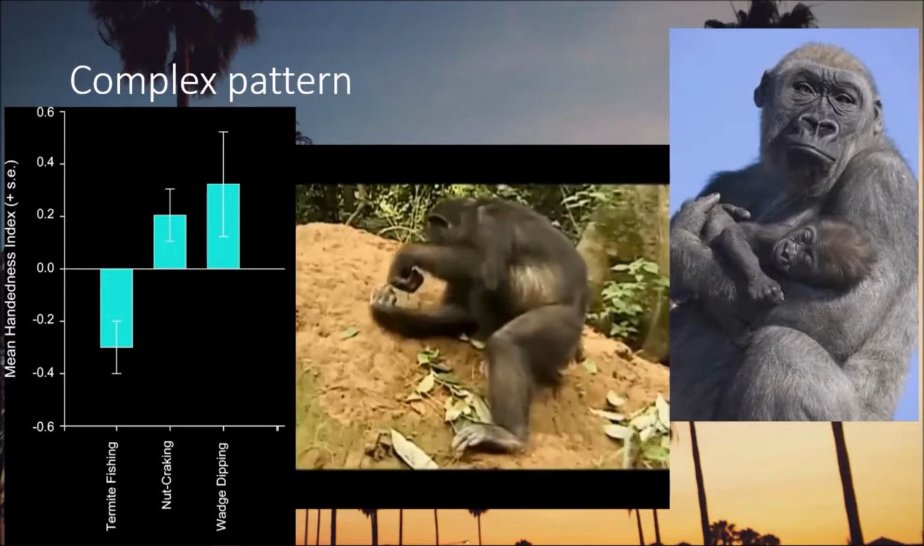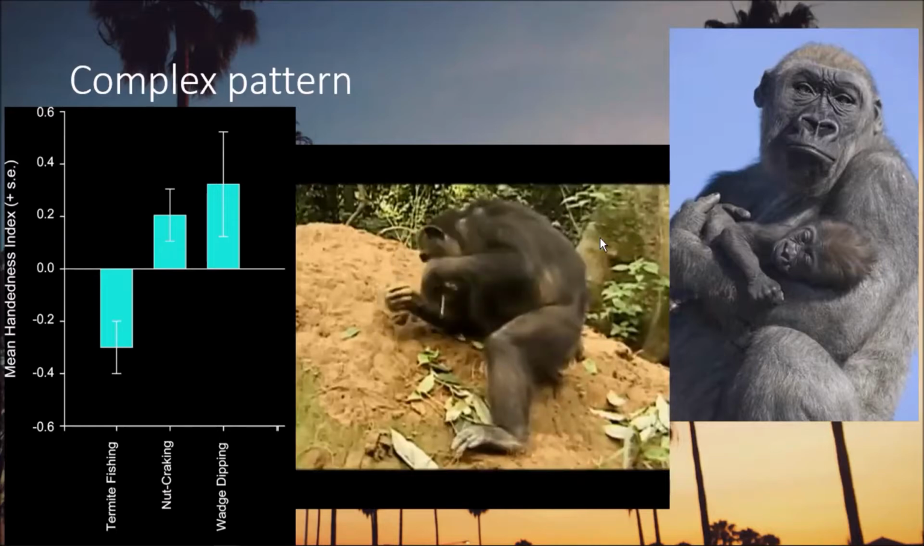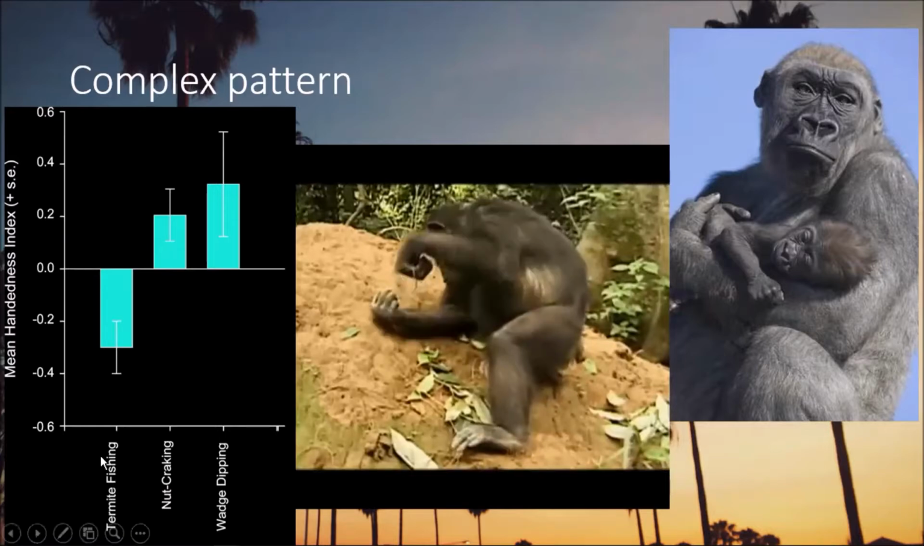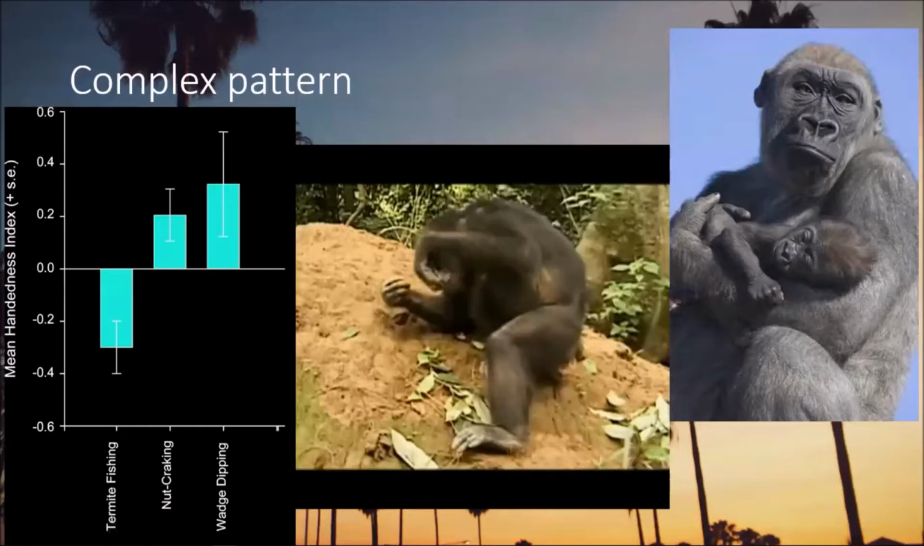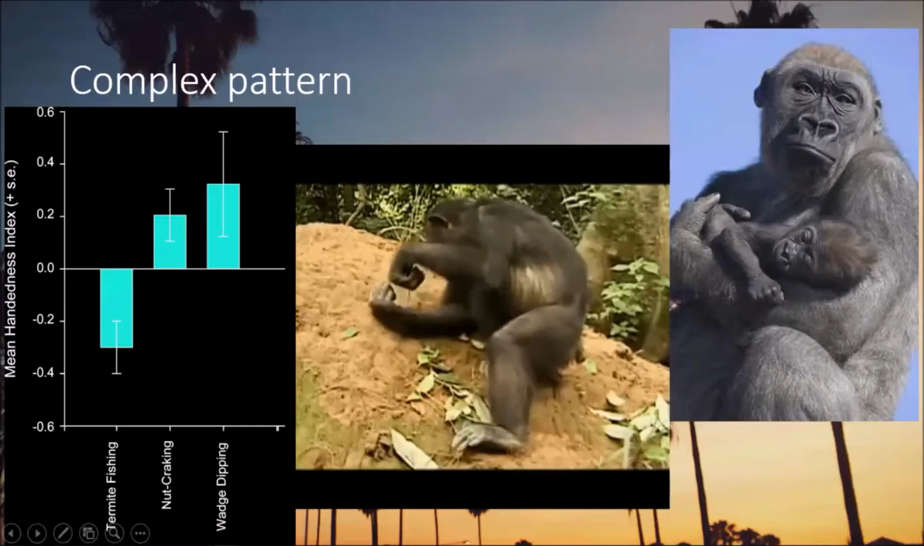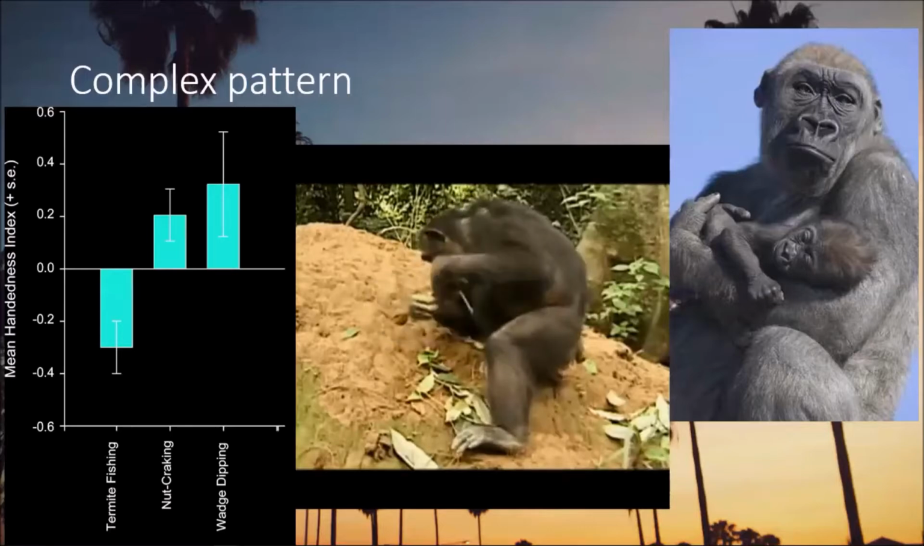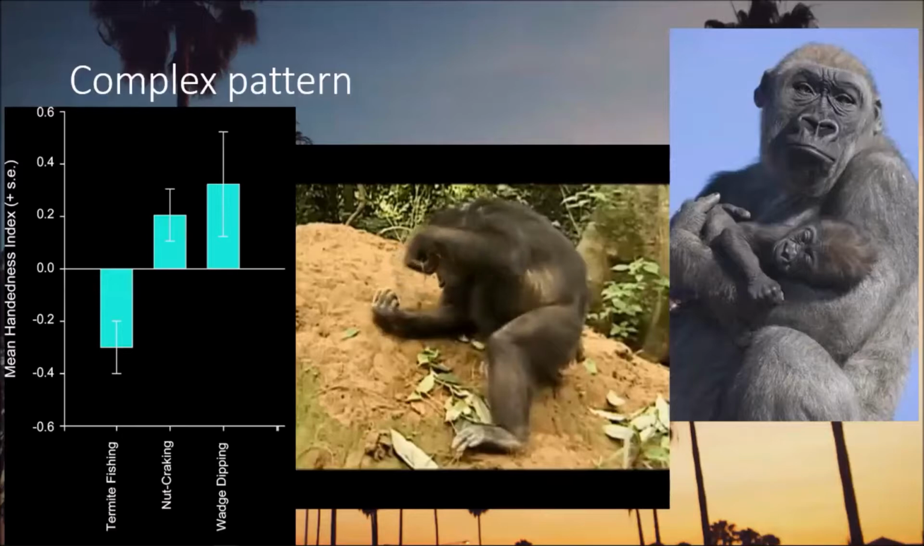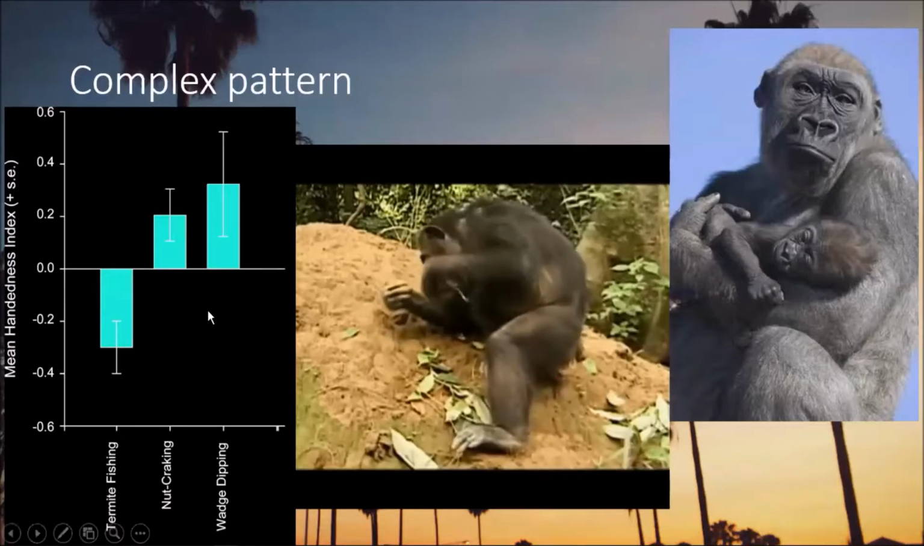For receptiveness, you want to be able to detect what's going on in the environment. That's probably why they use the left hand when termite fishing, because then they can sense when the termites are biting the stick. That's because of the sensitivity of the receptive side over the lack of sensitivity of the expressive side. You act on the world with your dominant hand, and you receive more with the non-dominant hand.